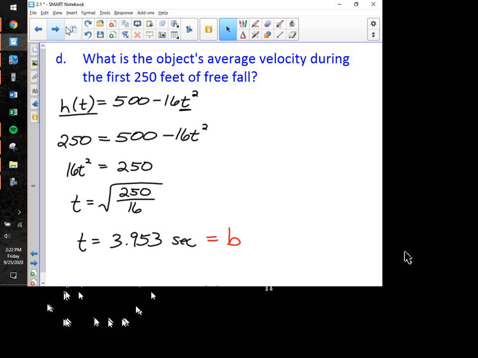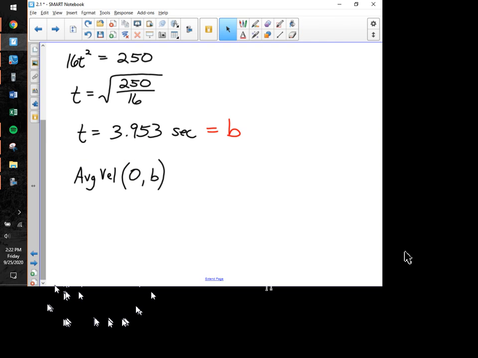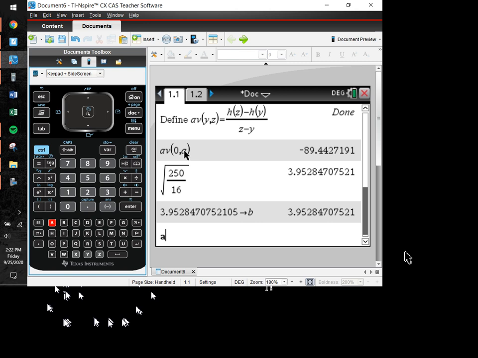The question was, what is the object's average velocity? So we now need to do an average velocity, but I'm going to go ahead and write this out the way I will in the calculator, starting at a time value of 0 seconds and ending at a time value of B. I can say B because I've already defined on my paper what B is. So now it's calculator time again, and once more I'm going to hit AV for average velocity on an interval starting at 0 and ending at B.